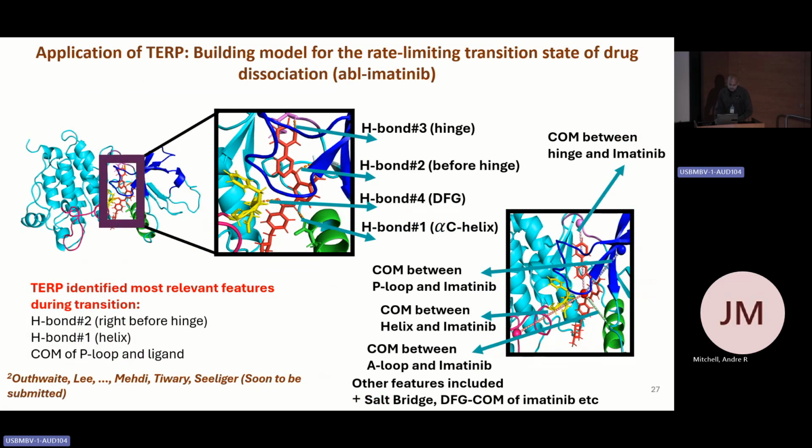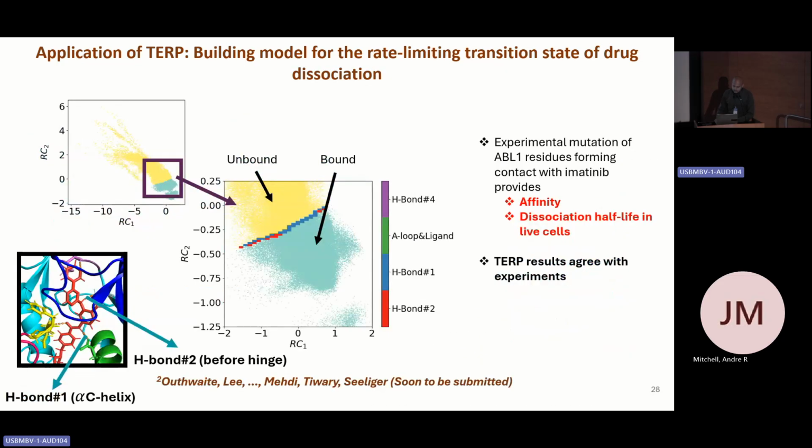So, application of this method. This is a work that we have been doing with Marcus Seliger at Stony Brook, where we apply TERP to identify relevant features for the rate-limiting transition state of drug dissociation for Abl kinase and imatinib. We train our machine learning model using various different features. A brief list of all of them I highlight here. And using our method, we identified the most relevant features at the transition state, which I list at the bottom over there.